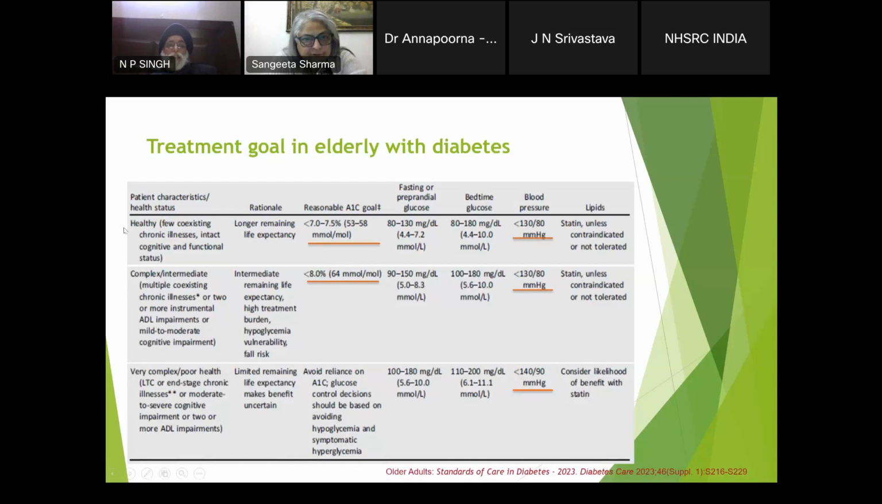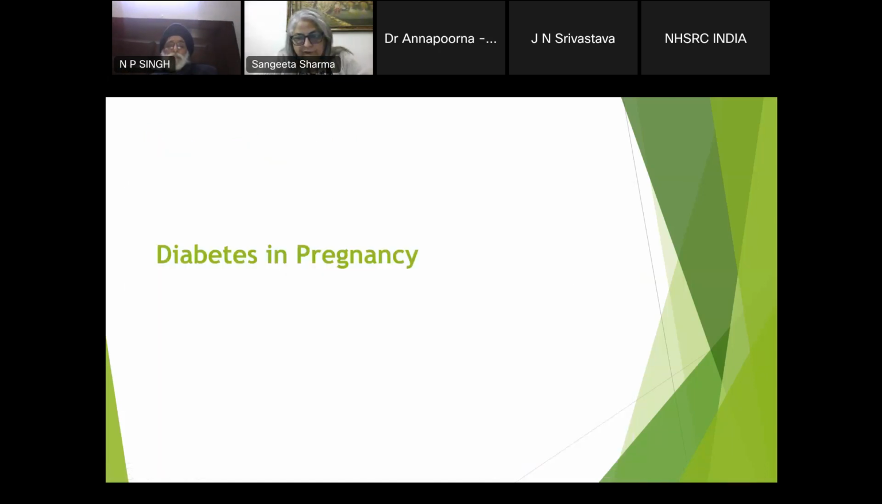And as I said, if a person is healthy, the treatment goal is less than 7%. If the person has complex issues, it is less than 8%. Very complex issues, avoid reliance on HbA1c. Consider likelihood of benefit versus the complications due to the drug per se.